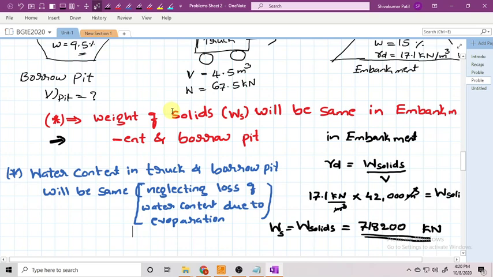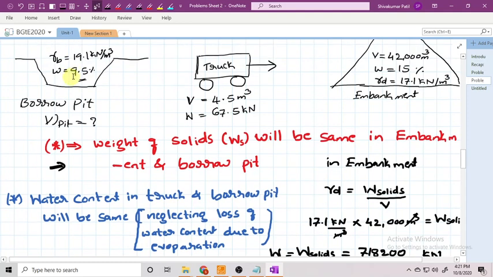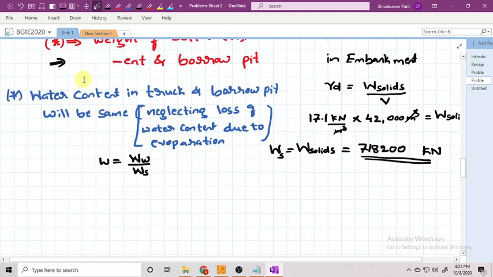So find out the water content. What is water content actually? W equal to weight of water by weight of solids, right? So water content in the pit is 9.5%, okay, so 0.95 equal to... What is the weight of water? Weight of water is nothing but total weight minus weight of solids in the borrow pit, divided by weight of solids, right?